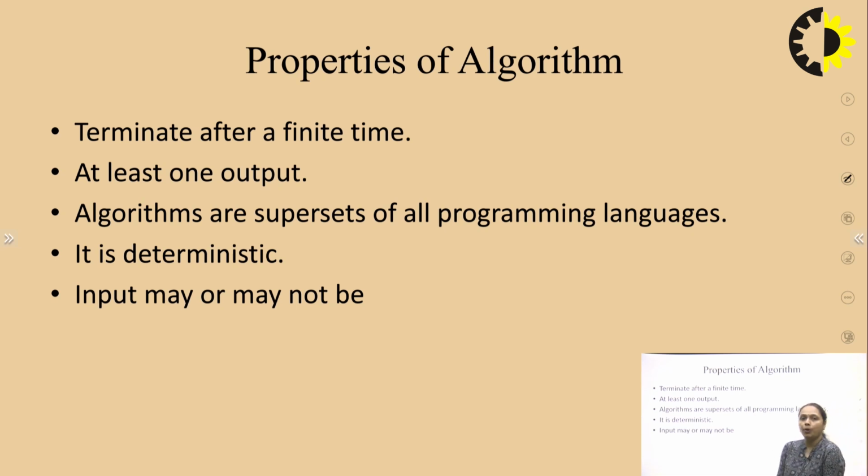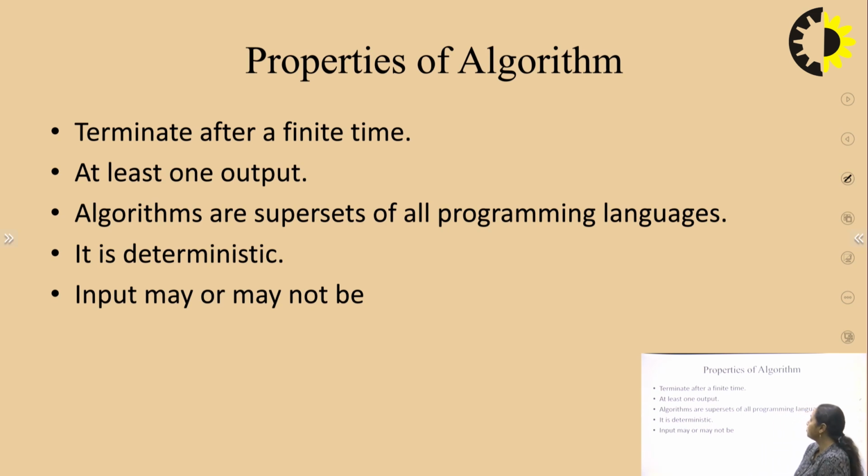And analysis is done with the help of various properties. Whenever we are designing an algorithm, it must have some properties. First, it must terminate after finite time. Whatever solution you are designing must terminate at a proper time; it must have finite time for execution. Second, it must have at least one output. Whatever solution you are designing must give at least one result, otherwise it is of no use.